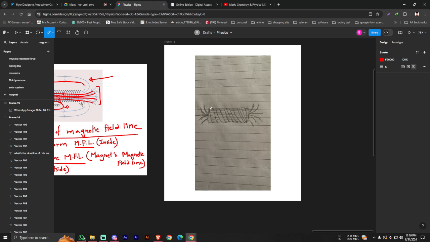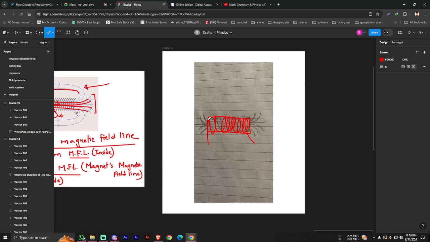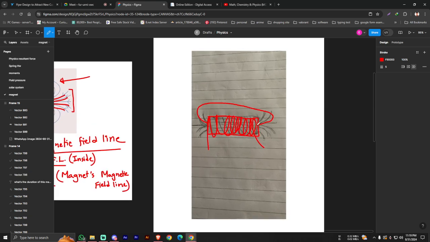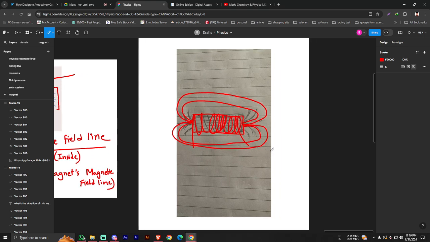So this is the iron core, right? And this is the solenoid that we wrapped around the iron core, right? Yeah, it's the same as the bar magnet, but you have to join them, right? Something like this. The figure should be something like this. Okay, it's the same as the bar magnet's figure.